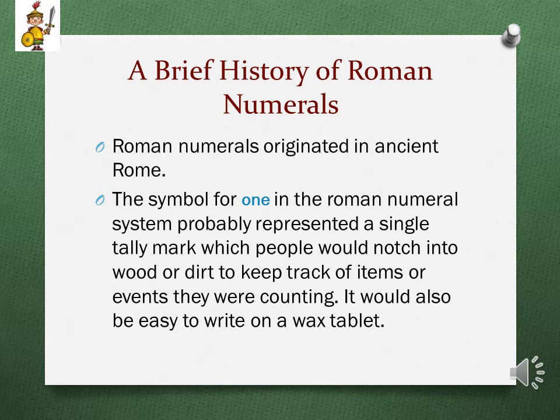The symbol for 1 in the Roman numeral system probably represented a single tally mark which people would notch into wood or dirt to keep track of items or events they were counting. It would also be easy to write on a wax tablet.